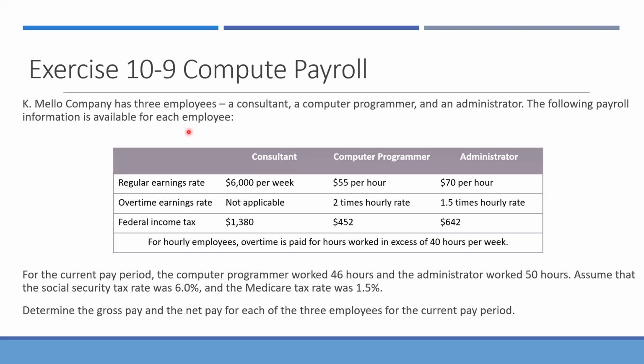Next: K Mello Company has 3 employees, a consultant, a computer programmer, and an administrator, and the following information is available for each employee. The consultant works for $6,000 a week. It's a salary, so they don't get overtime, and they have federal income tax withheld as follows. The computer programmer gets $55 an hour. They're paid 2 times the hourly rate for overtime.